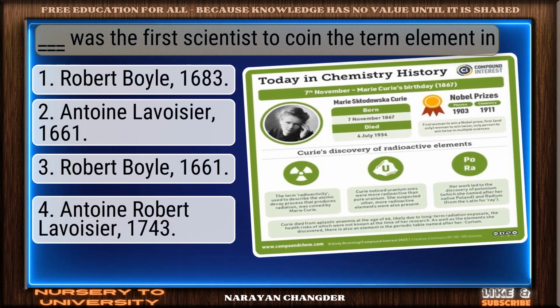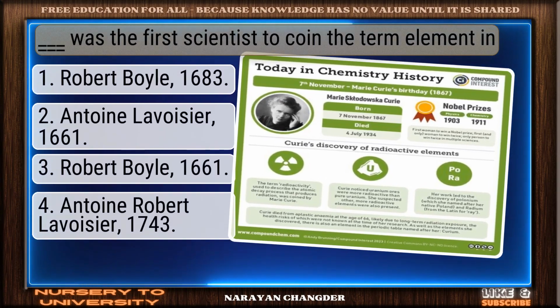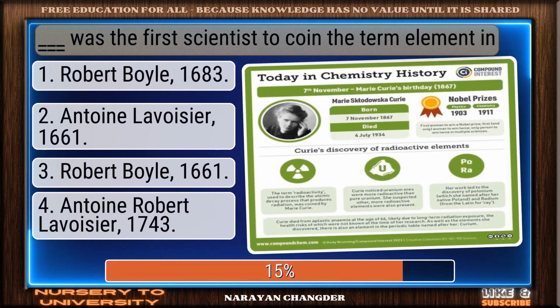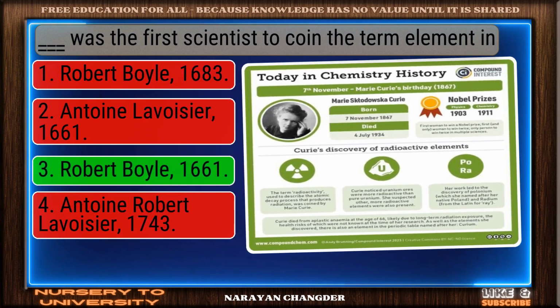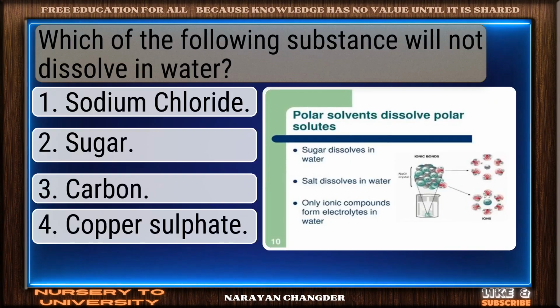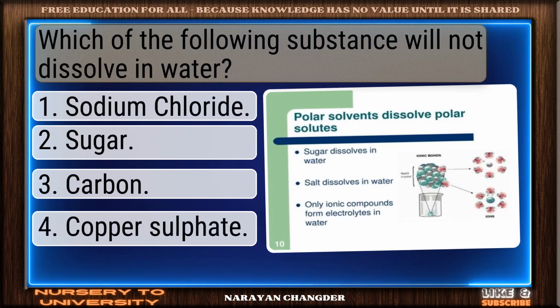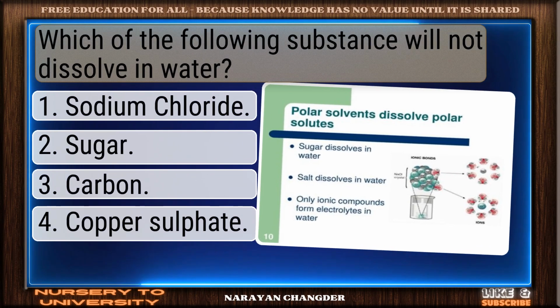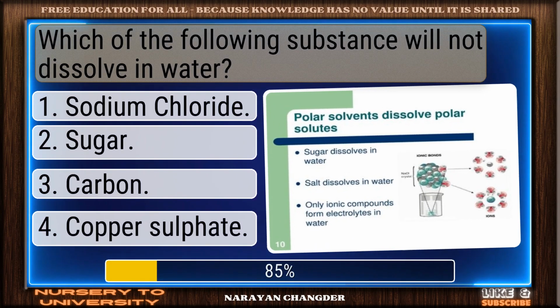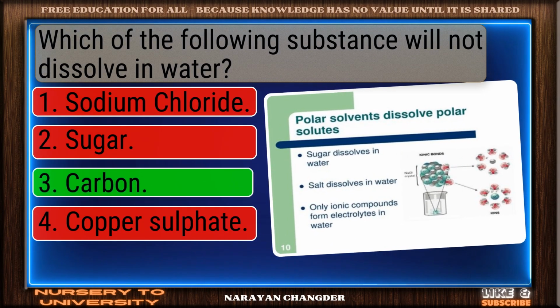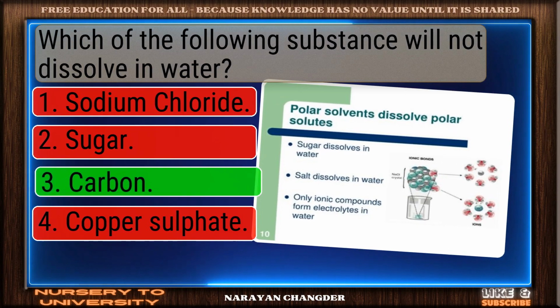Question number 134. Dash was the first scientist to coin the term element in dash. Bravo. Robert Boyle, 1661 is the answer. Question number 135. Which of the following substance will not dissolve in water? Sharp thinking. Carbon is the right choice.